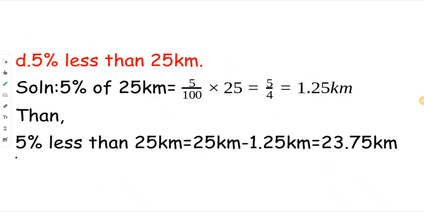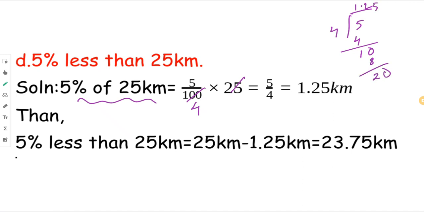5% less than 25 kilometers, right? So once again, let's find what is 5% of 25 kilometers. So 5 by 100 into 25, right? So 25 1s are 25, 25 4s are 100. So now let's divide these two. If I divide, 4 1s are 4, then 1, then here 0, 0, 4 2s are 8, then 10 0, then 4 5s are 20, right?